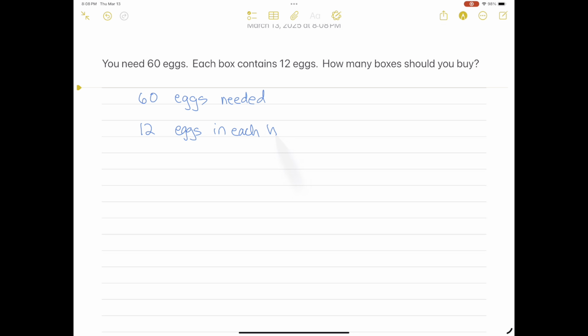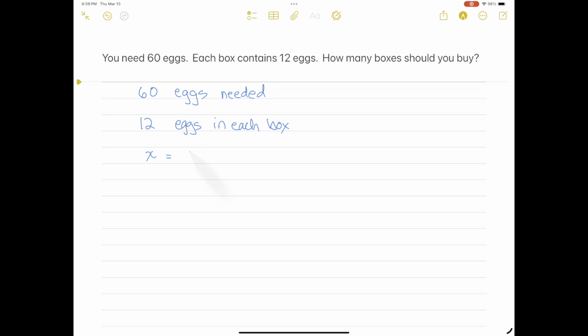To figure out how many boxes we should buy, we would take 60 eggs needed divided by 12 eggs in each box. So in this case, I will assign x as being equal to the number of boxes I need to buy. So then I have x equals 60 eggs needed divided by 12 eggs in each box, or 60 divided by 12. I do that calculation on the side, 60 divided by 12.